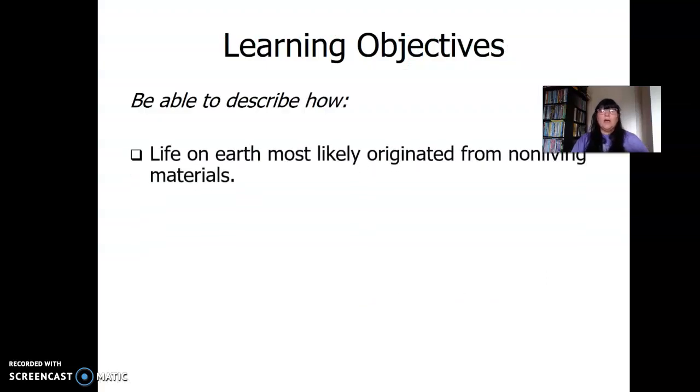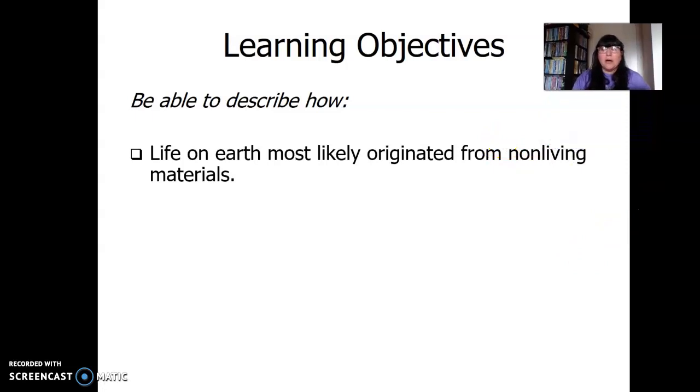All right, so look, life. How about life on Earth? Where did it come from? Honestly, we don't know. Okay. Did it come about spontaneously? Did it come from outer space? We don't know. We can do experiments to try to figure it out, but we weren't there. And right now we don't have concrete evidence. Okay. So it says life on Earth most likely originated from non-living materials.